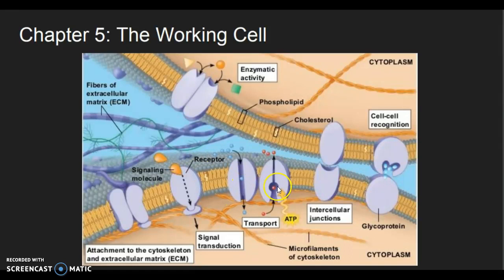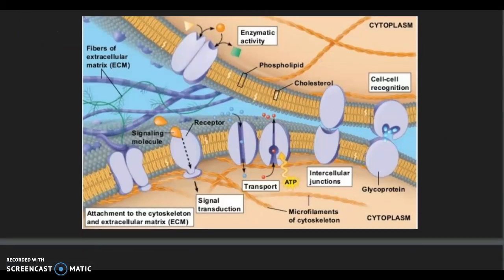And that's why we have all these different proteins embedded within the membrane, because these other molecules that can't necessarily get in on their own still need to find a way to get in. So they can get in through various ways, such as through signal transduction pathways, active transport, passive transport, facilitated diffusion, and cell-to-cell recognition.